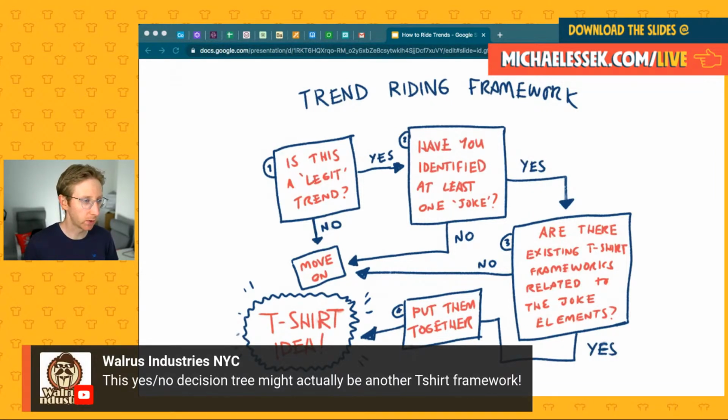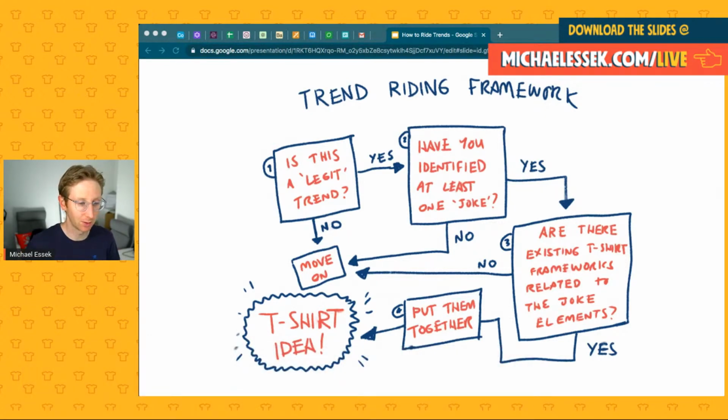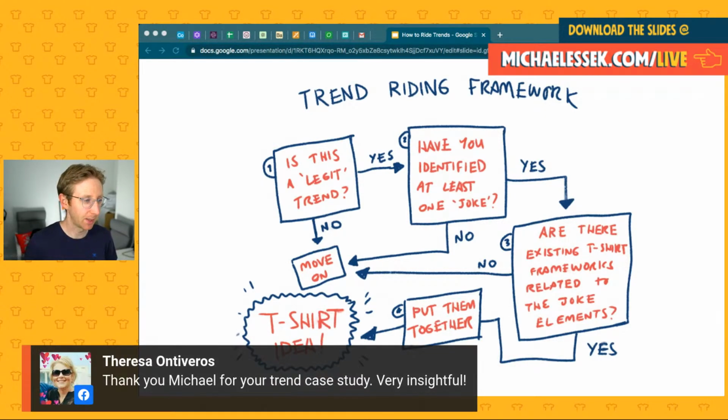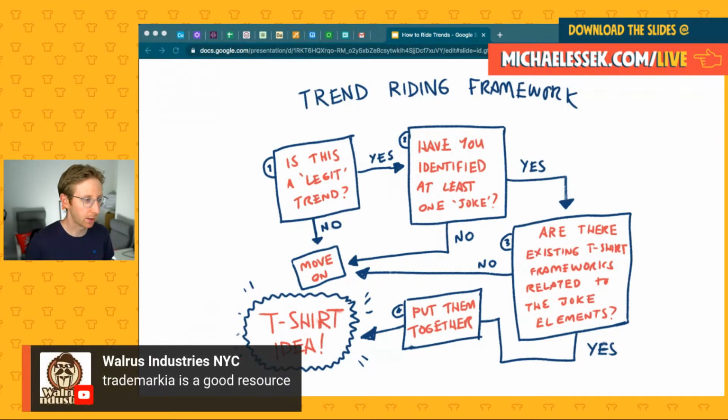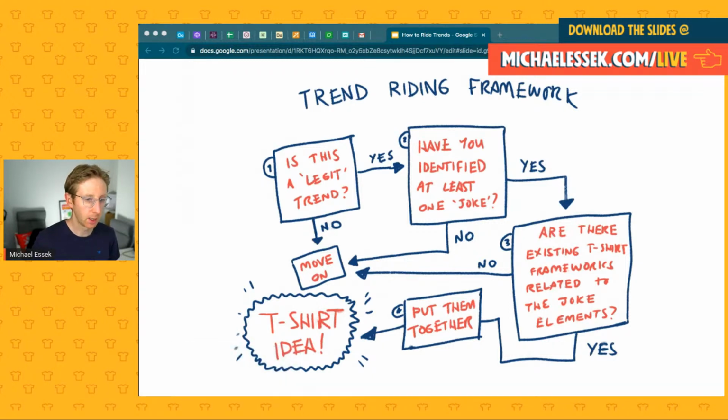Walrus, the yes/no decision tree might actually be another t-shirt framework. Yeah, could be a framework in itself. Teresa says, thank you, Michael, for your trend case study. Very insightful. Thank you, Teresa. And Walrus says, Trademarkia is a good resource. So yeah, I think that's somewhere you can go and search for trademarks.